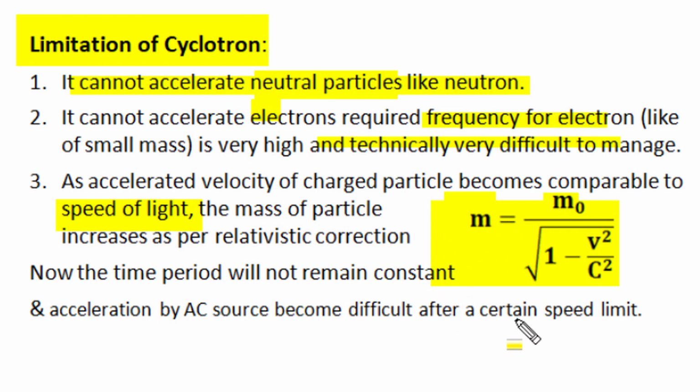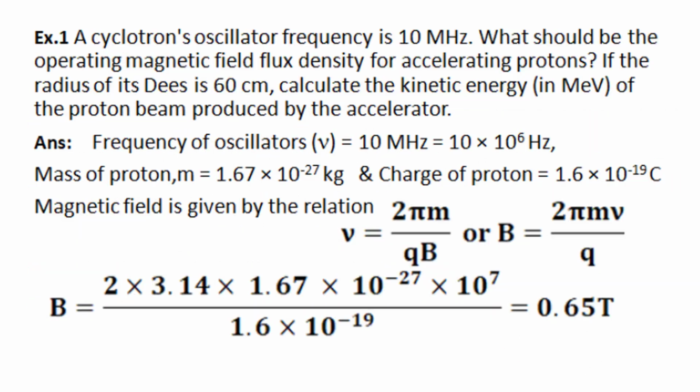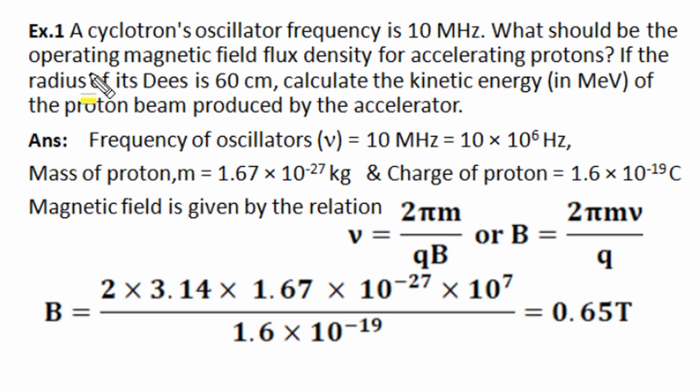There is certainly a maximum speed limit at which such a cyclotron can work. The practice of these two numerical examples will enhance our subject understanding, clear all our doubts, and make our study exam centric. So let's practice these two numerical examples. A cyclotron is used to accelerate protons.